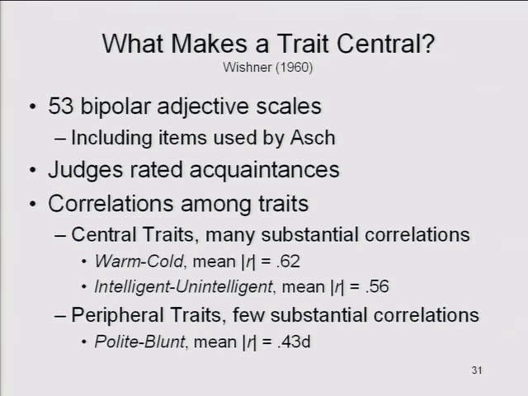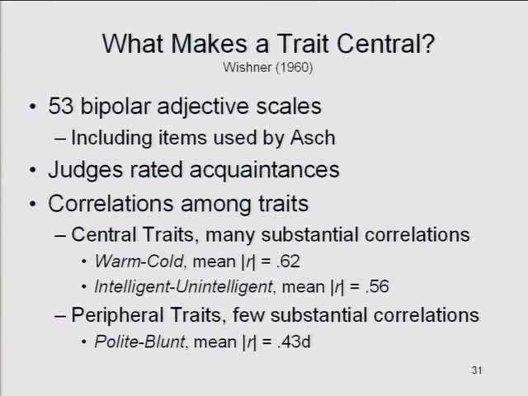Now remember what a correlation coefficient is. A correlation coefficient is a statistic that measures the direction and strength of the association between two variables. What that means is that traits like warm versus cold, or intelligent versus unintelligent, have a relatively strong degree of association with other traits in the matrix. Whereas for peripheral traits, and here the example trait dichotomy is polite versus blunt, the correlations were substantially lower.